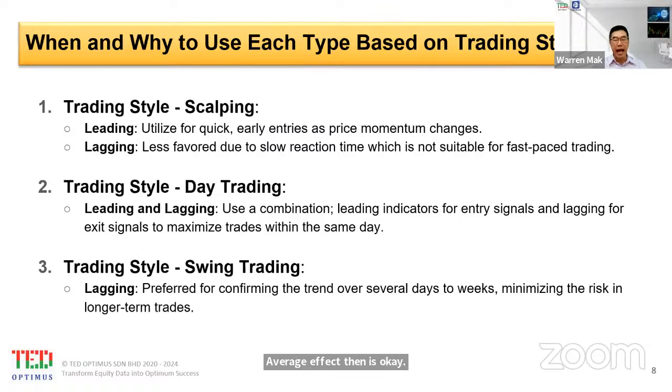And of course, now we know there are two groups of signal or indicator. One is lagging, one is leading. Then the next question is when and why to use each type based on trading style. Before we talk about when and why, of course, we have to talk about what?